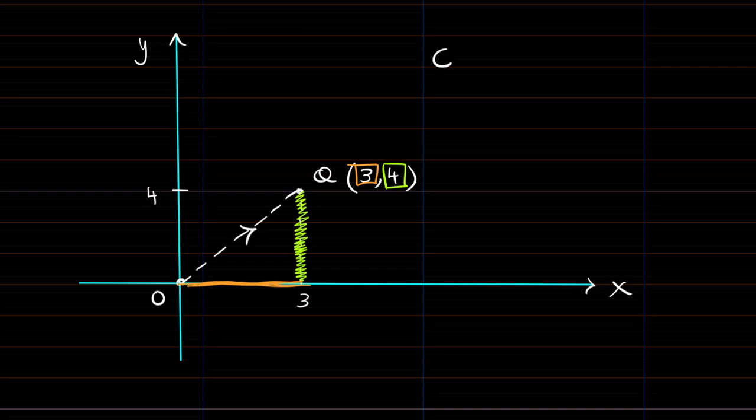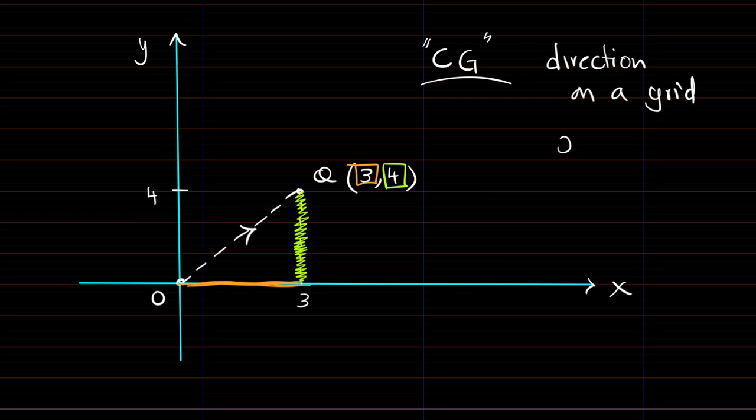Coordinate geometry, I'm using the symbol CG, is about direction on a grid, and it's a 2-dimensional grid, and we can go right, we can go left, we can go up, we can go down. Right is positive, left is negative, up is positive, down is negative. So that is how things are going.